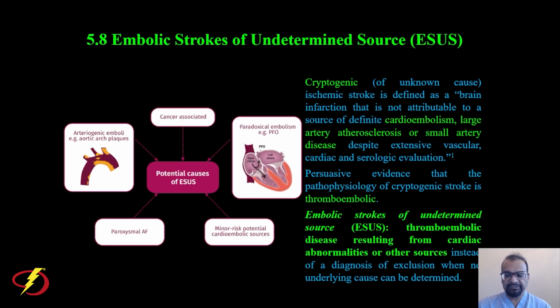However, there's now persuasive evidence that says most of this form of stroke is thromboembolic. Okay, that's why we now want to use this new term called embolic strokes of undetermined source. Why? Because although we don't know what the source is, we know that it's likely thromboembolic disease, likely from cardiac abnormalities or other sources. And these are the other sources. You can have plaque within the arch. You can have hypercoagulability within patients with cancer. We could have paradoxical emboli like PFOs, and on and on and on.